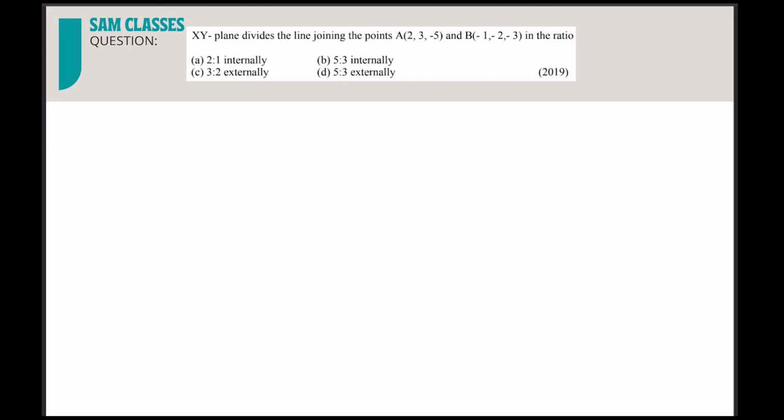XY plane divides the line joining this and this in the ratio. Now here, whenever they give you like this, XY plane is dividing it in the ratio, so what you have to see? See, if they're doing it internally, it wouldn't have happened. Why? So let's take the points. What are the points we have? 2, 3 and minus 5, and the other point is minus 1, minus 2 and minus 3. Correct. So it is divided by XY plane. So XY plane means what? Z is 0.